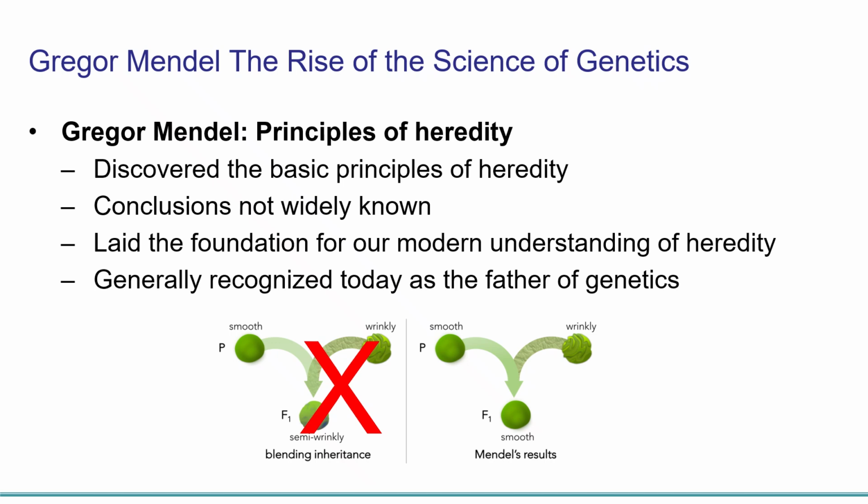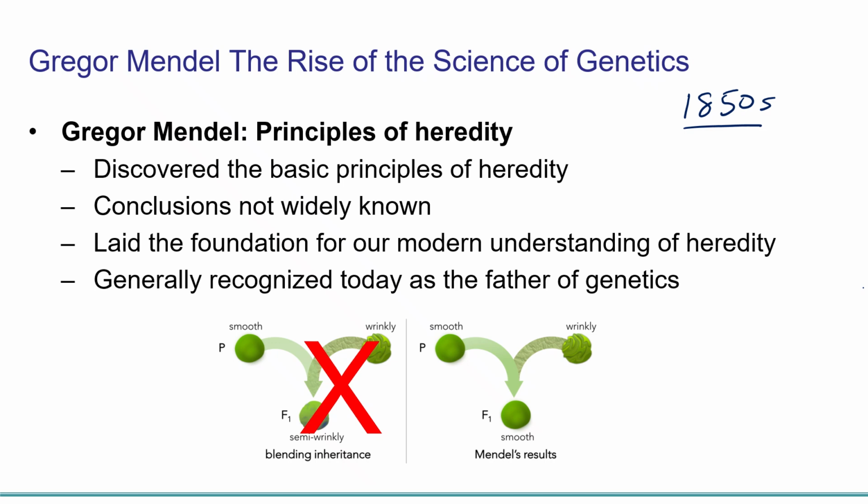All right, so then we get to the mid-1800s, 1850s or so, and we get to Gregor Mendel. You probably are familiar with Gregor Mendel. He's considered the sort of grandfather of genetics. Gregor Mendel discovered the basic principles of heredity and set the foundation for our understanding of heredity.